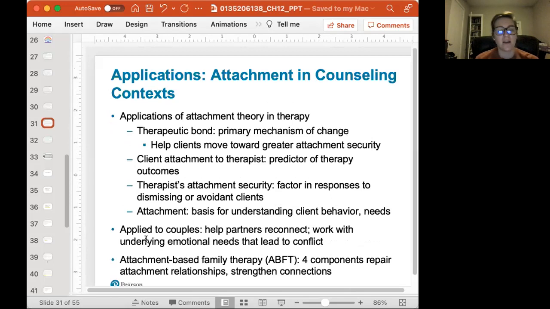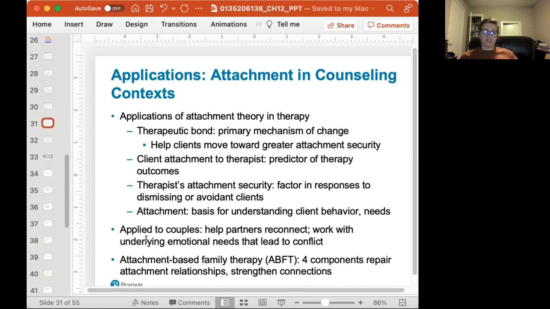Okay, and then applications of attachment theory in counseling and therapy. The therapeutic bond is the primary mechanism of change. There's a handful of research studies that I could have cited that show that the therapeutic bond absolutely makes a difference. If you don't have positive attachment with the client, the therapeutic relationship isn't likely to be very successful. You want to help clients move towards greater attachment security, and that can look like simply respecting whether or not they trust you. Like, I understand trust is a process. It's okay if you don't feel ready to share that with me. That's all right. And respecting the level of trust or willingness to share that they do or don't have at any given time. The client attachment to the therapist is a predictor of therapy outcomes.